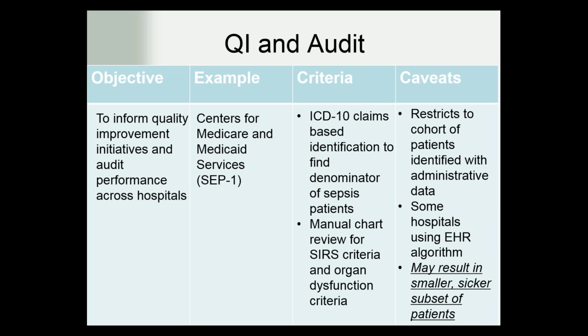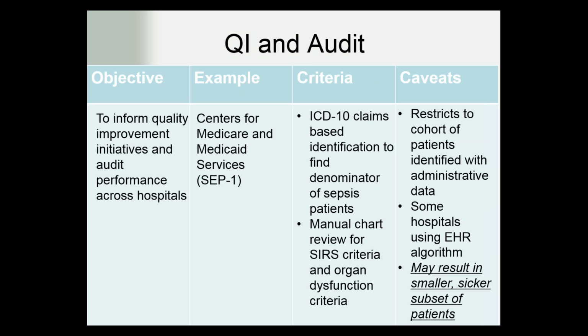So the QI and audit, which is to inform quality improvement initiatives and audit performance across hospitals. The examples of that, obviously, the Surviving Sepsis Campaign in the past, but Surviving Sepsis Campaign was limited to only 220 hospitals globally. The better example now is the one we're all in the midst of in the United States, which is the CMS measure, which is Step 1. In the CMS measure, we're asked to nationally report into inpatient quality reporting compliance with the performance measures that were developed by the Surviving Sepsis Campaign into a national database collected by CMS.